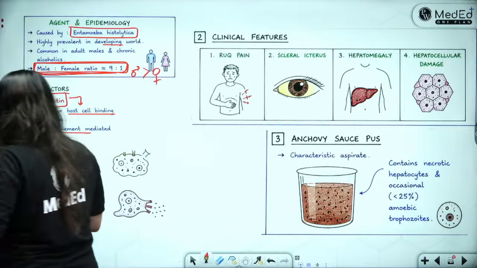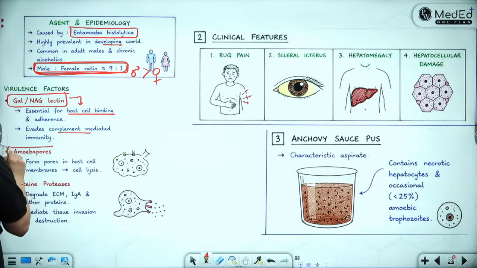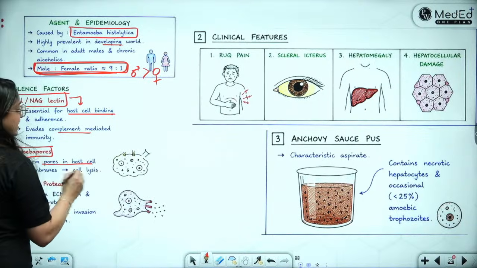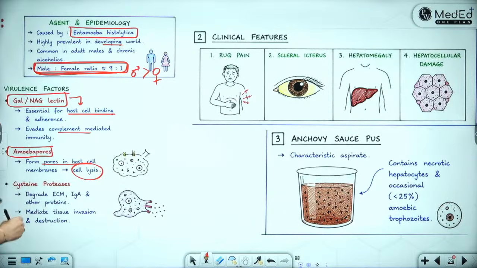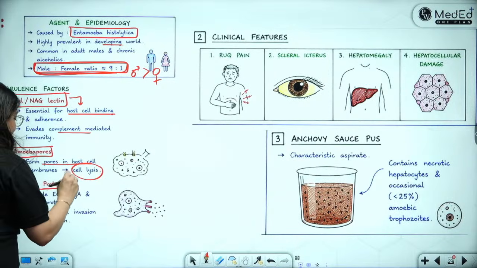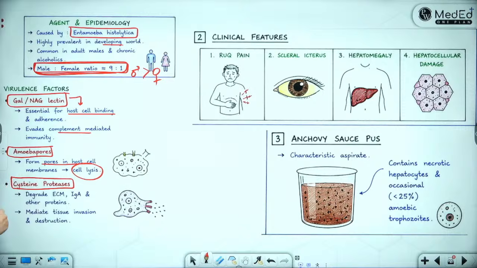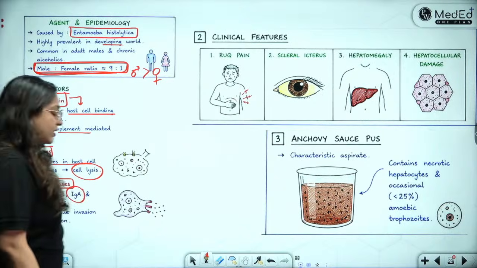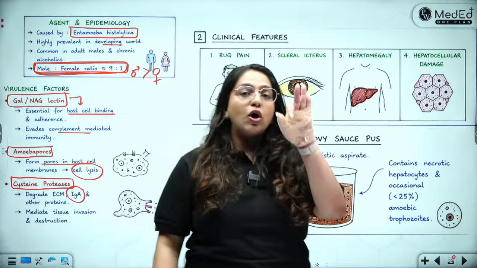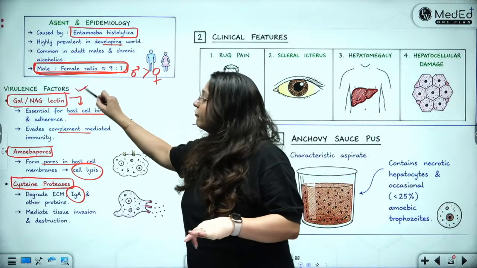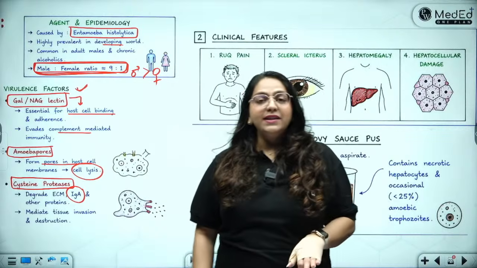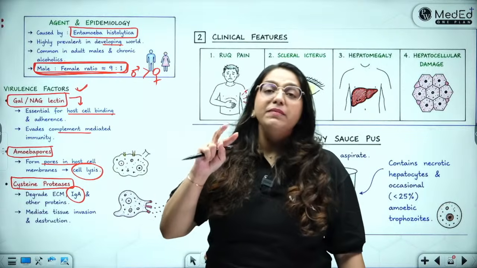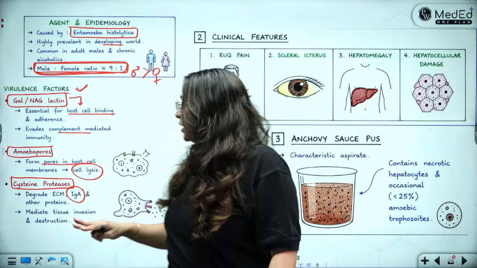What are amoebapores? Amoebapores are enzymes which form pores in the host cell membrane, leading to cell lysis. What are cysteine proteases? They degrade the extracellular matrix and the IgA, which is coming to protect me, and they cause destruction. So 3 important virulence factors are there for Entamoeba histolytica. What are they? Gal/GalNAc lectin, amoebapore, and cysteine proteases.